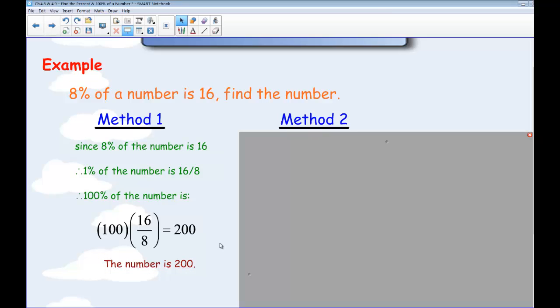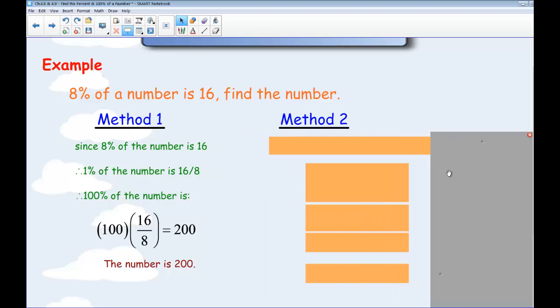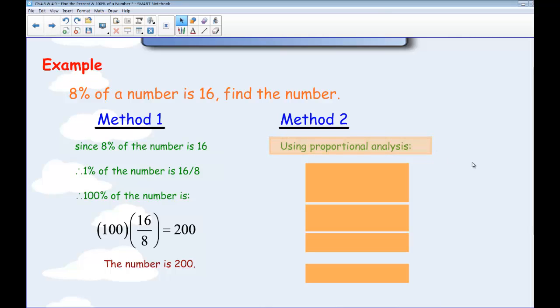So to check our answer, all we have to do is take 200, multiply that by 8%, or 0.08. We would get the number 16. Simple as that. Now, if that method doesn't jive with you, then we can use a method that we used before in the previous chapter, proportional analysis. So we would set this up as follows. We have 8%, which is 8 out of 100. Well, that would then equal 16 over whatever value you're trying to find, so we'll call that x.